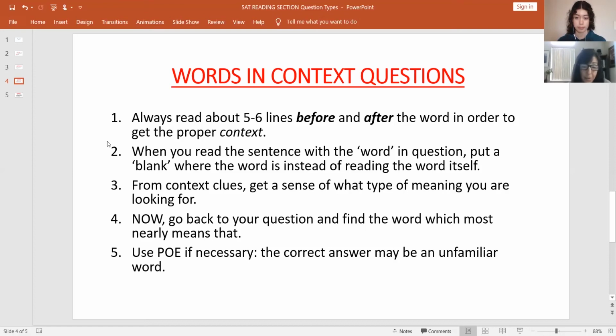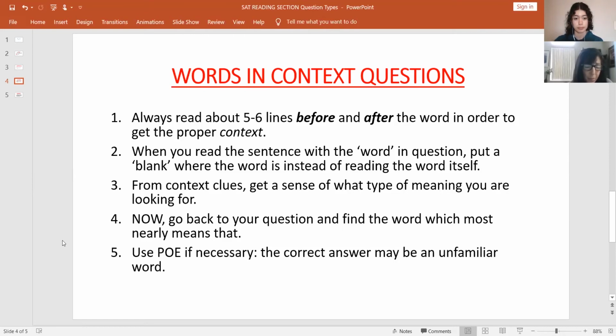From context clues, get a sense of what type of meaning you're looking for. So put that idea of that word in your own words. Now go to the questions and look for the word which most nearly fits that meaning that you chose. Some of them you can do by looking at the answer choices right away and you'll get them right, but you will not get them all right if you do it that way. Some of the harder ones you will miss, and you don't want to miss these because they're a little more manageable in the reading section than the other questions. So we'll do that in a few minutes and put it into real time, as I say.